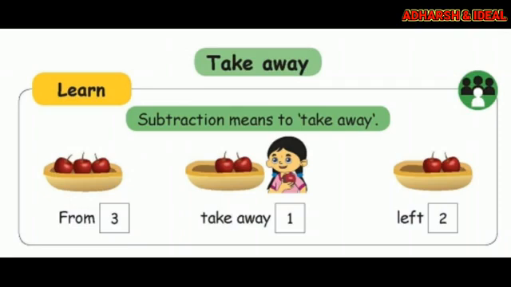Subtraction means to take away. See the picture. There are 3 apples in the basket. Now 1 apple is taken away from the basket. How many apples are left in the basket? Yes, there are 2 apples left. Good.